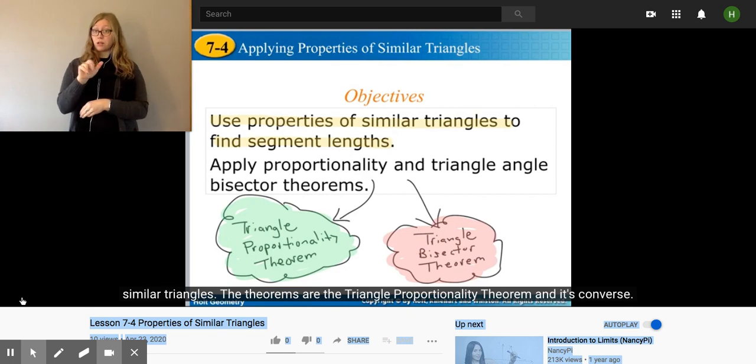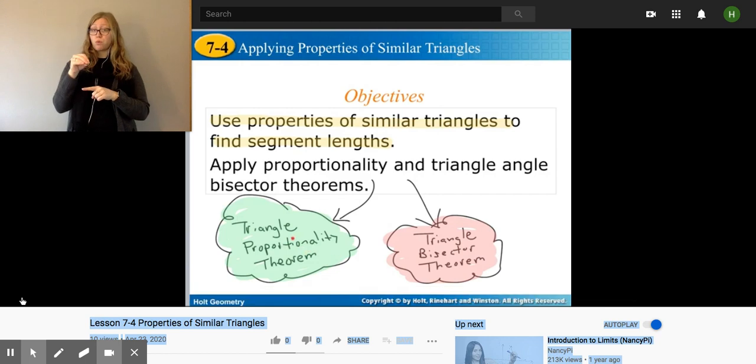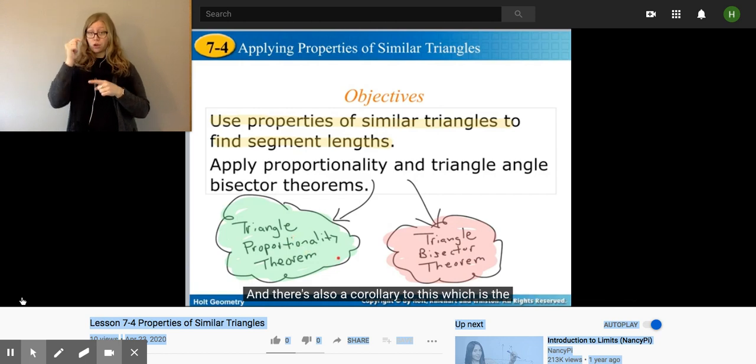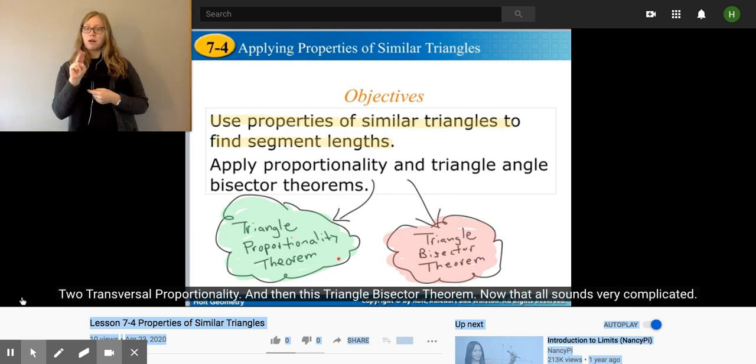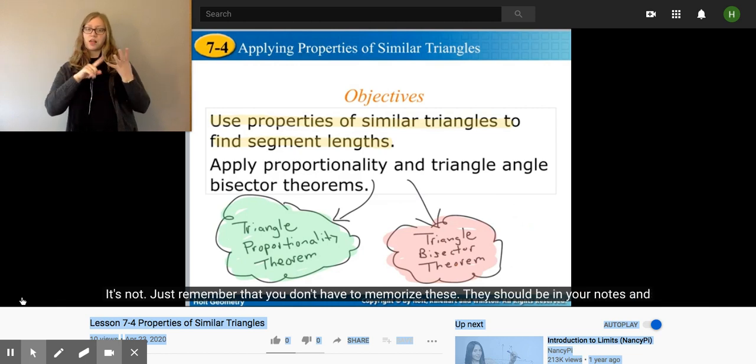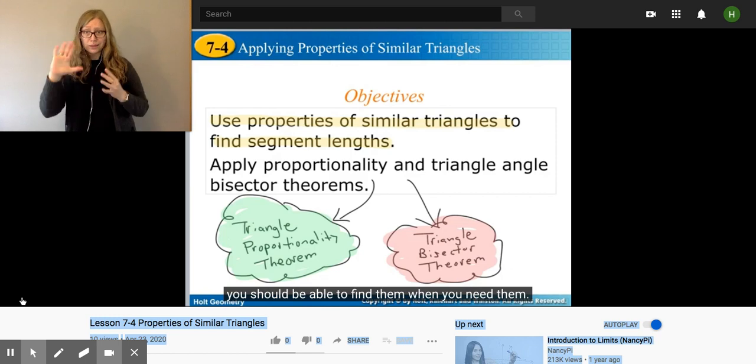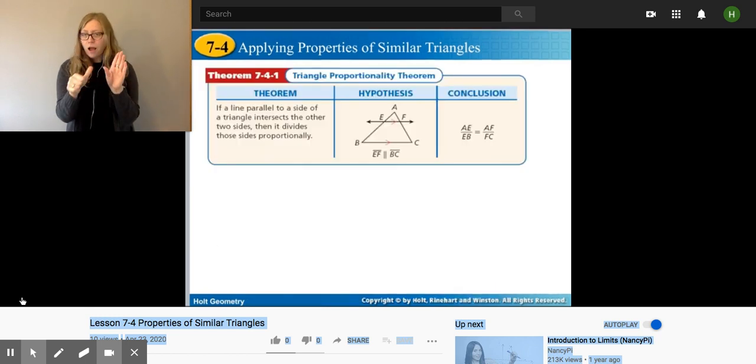The theorems are the triangle proportionality theorem and its converse. There's also a corollary to this, which is the two transversal proportionality, and then this triangle bisector theorem. Now, that all sounds very complicated. It's not. Just remember that you don't have to memorize these. They should be in your notes, and you should be able to find them when you need them.